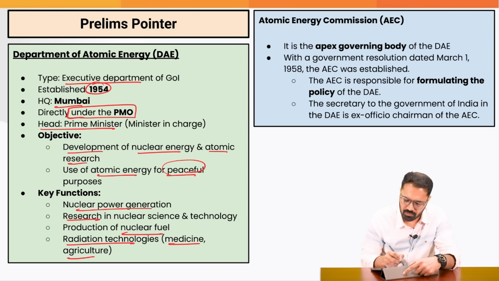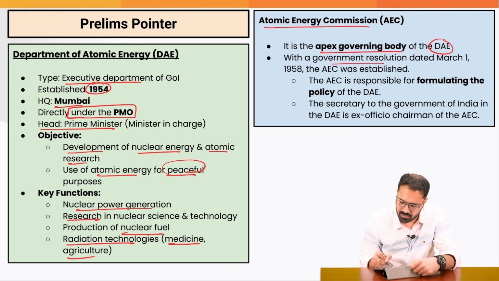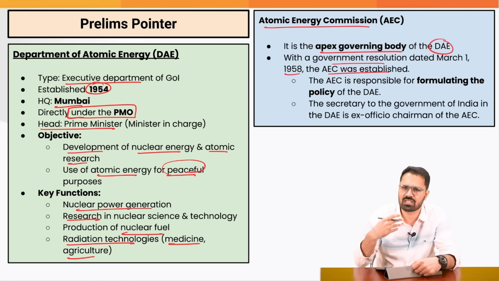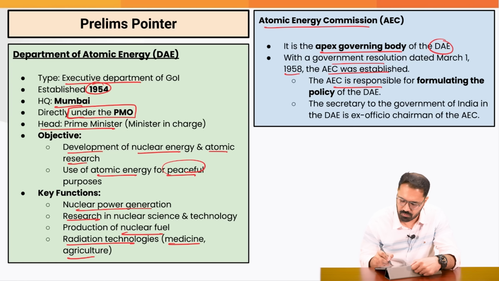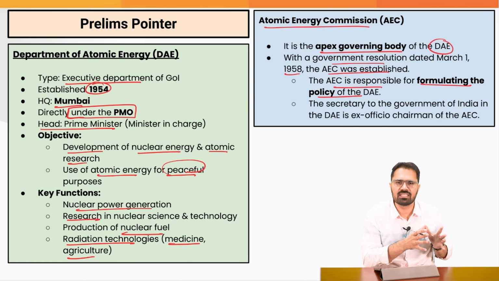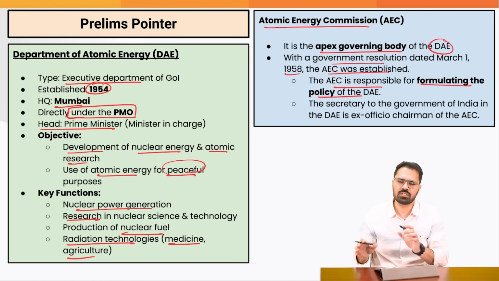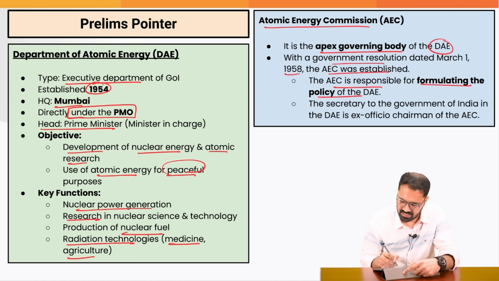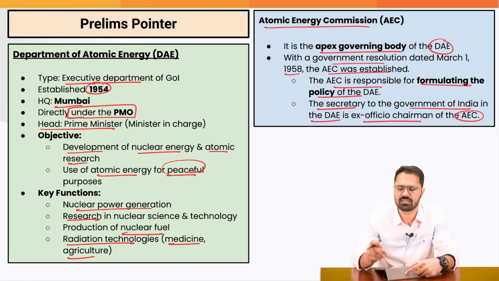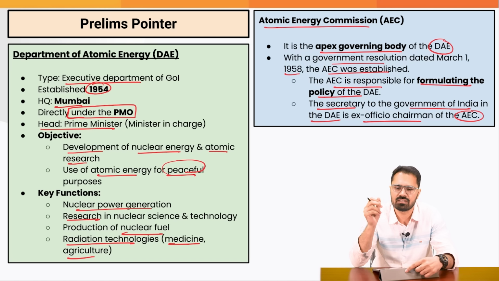Within the Department of Atomic Energy, you have the Atomic Energy Commission, AEC, which is the apex governing body of DAE. With a government resolution dated March 1st, 1958, AEC was established 4 years after the Department of Atomic Energy. The AEC is responsible for formulating the policy of the Department of Atomic Energy. Basically, whatever actions are taken by the Department of Atomic Energy are mandated by a governing body called the Atomic Energy Commission. Now, the Secretary to the Government of India in the Department of Atomic Energy is also the ex-officio chairman of AEC. Clear? The secretary of the Department of Atomic Energy is the head of the Atomic Energy Commission.